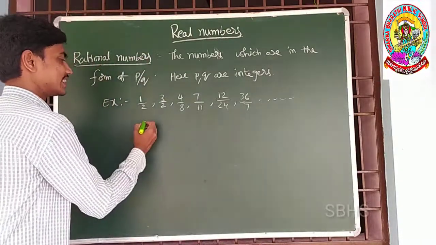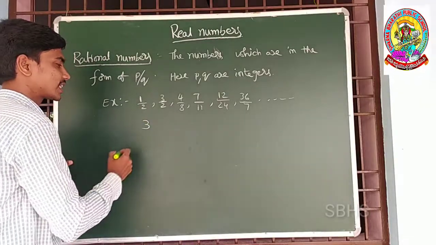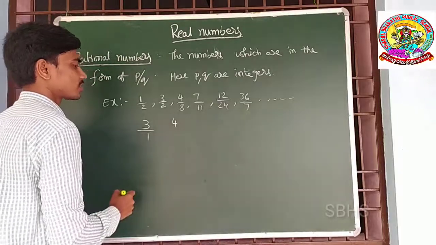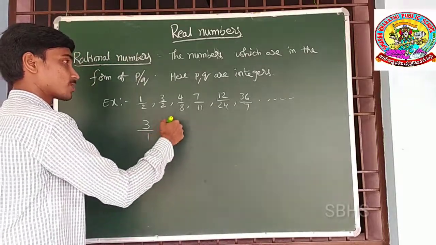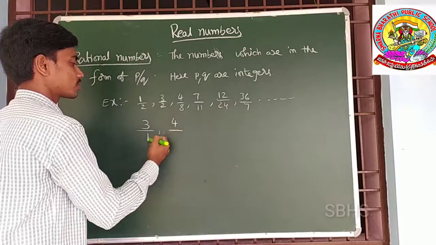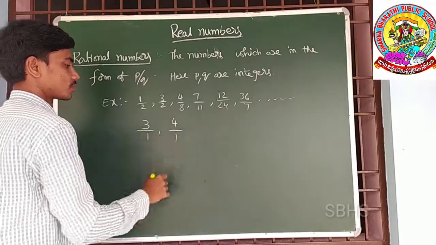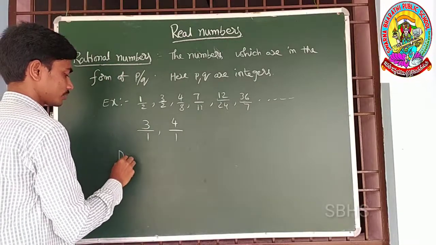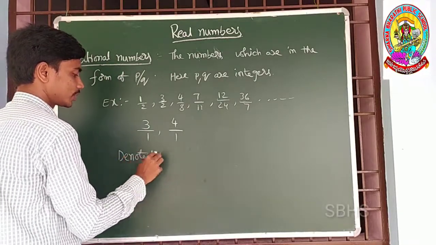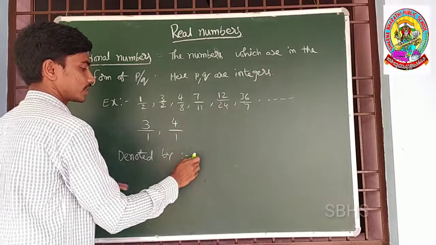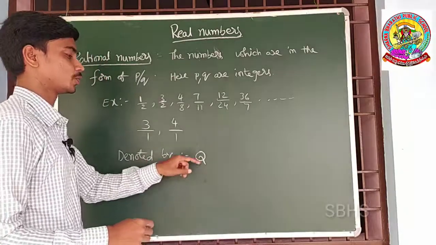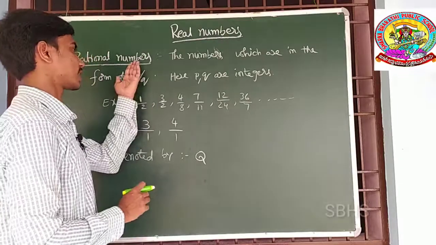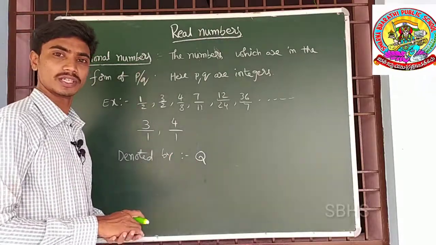Of course 3 is also a rational number because here the denominator is 1. 4 is also a rational number because it is also possible to express it in the form of p by q, because here the denominator is 1. Actually rational numbers are denoted by the letter Q, because Q means quotient. Rational numbers are also called quotient numbers.